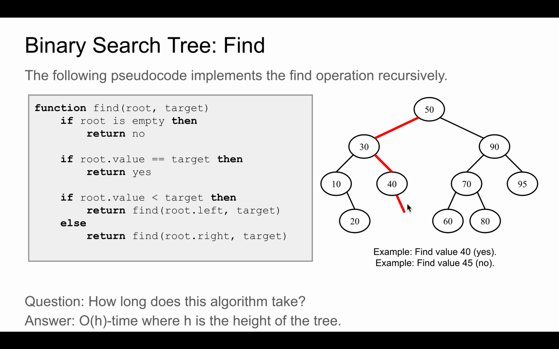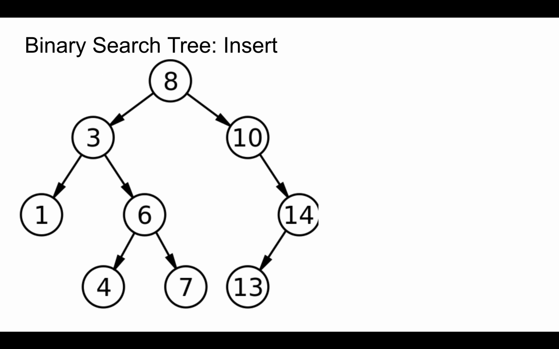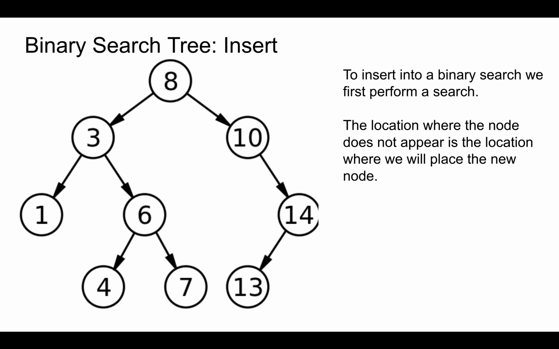So the answer is it takes big O of h time, where h is the height of the tree. How about insert? To insert, we first perform a binary search. We basically do exactly what we were just doing. And then the location where the node does not appear is the location where we would place the new node. So wherever we returned a no, say we were searching for the value 16, then we would insert that value 16 at this point in the recursive code we just discussed for find.